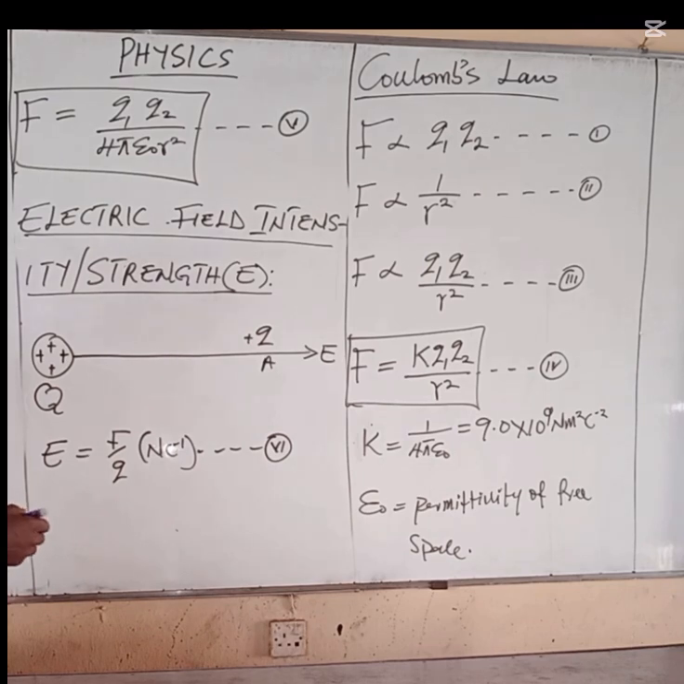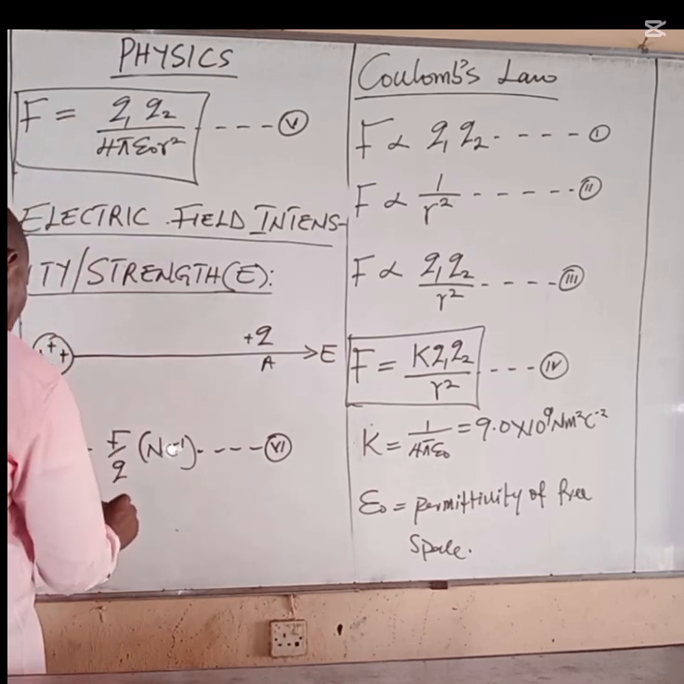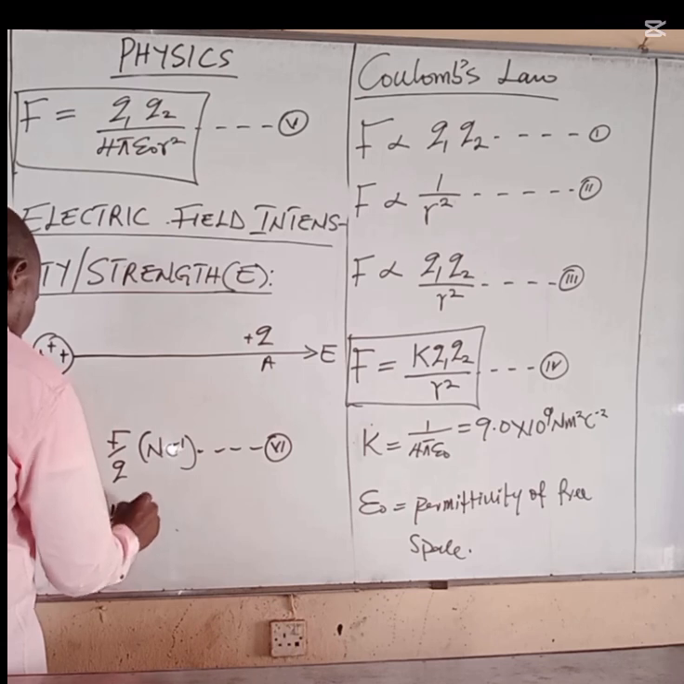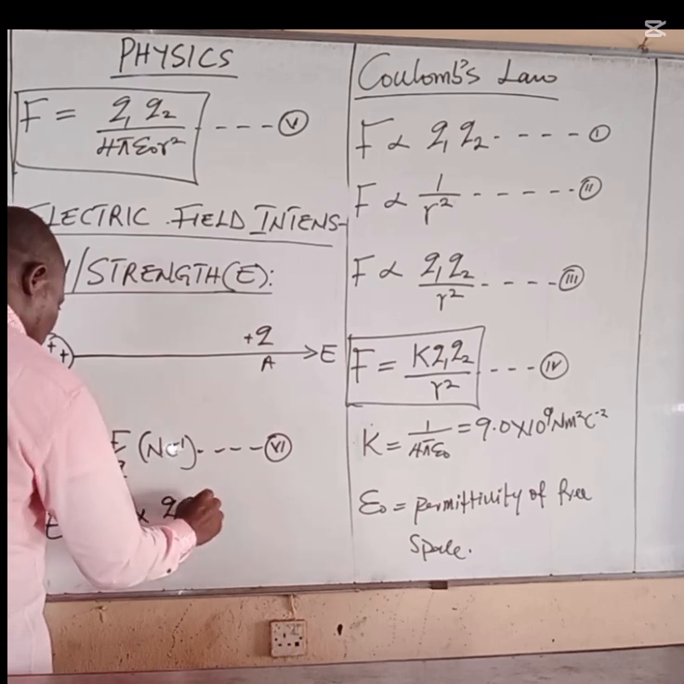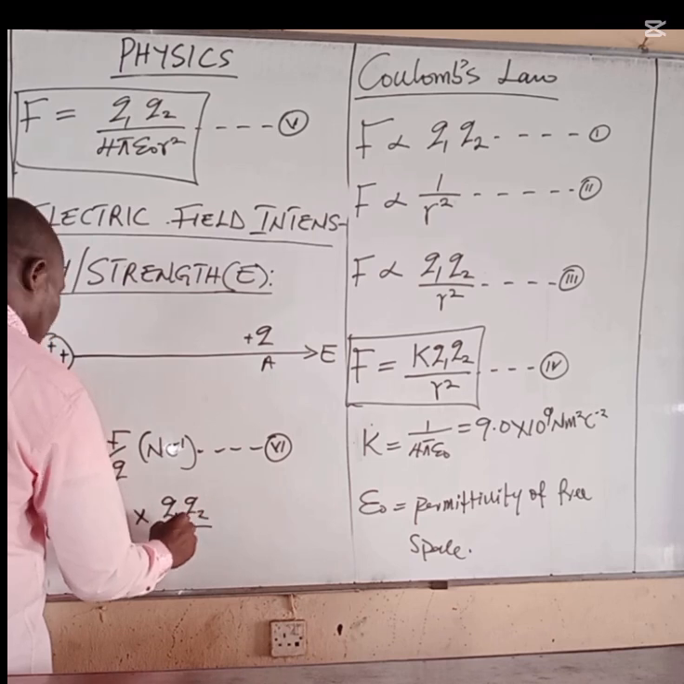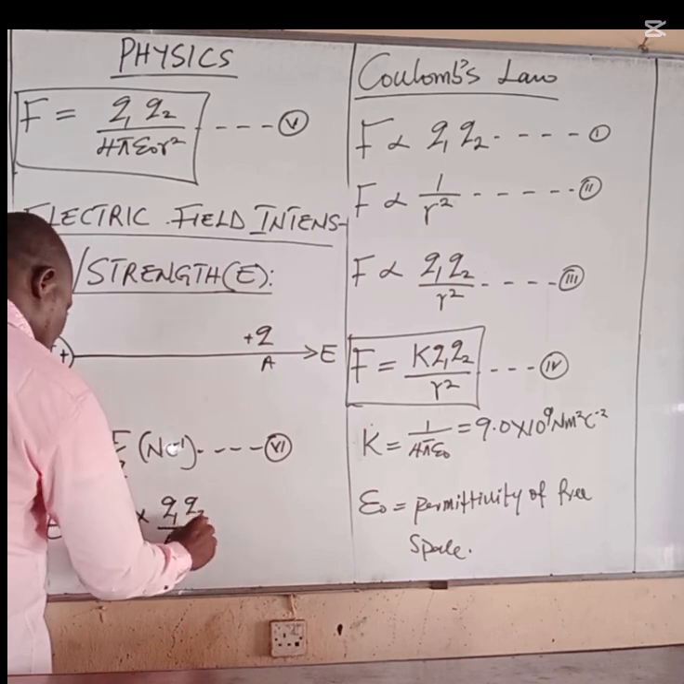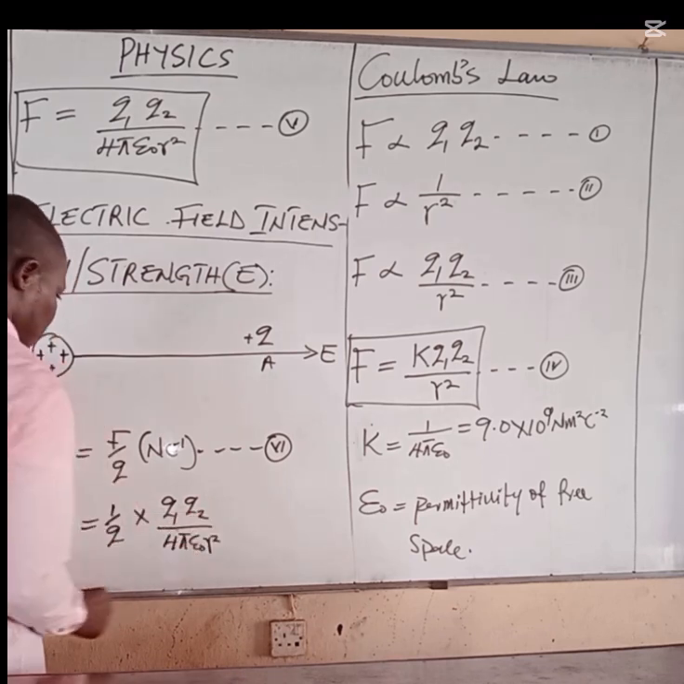If that is the case, we already know that F equals this. And since the relationship between E, F, and Q is this, we can rewrite this equation so that anywhere we see F, we remove F and put the value of F, which is this. So we now have 1 over Q multiplied by Q1 Q2, all over 4 pi epsilon naught R squared.